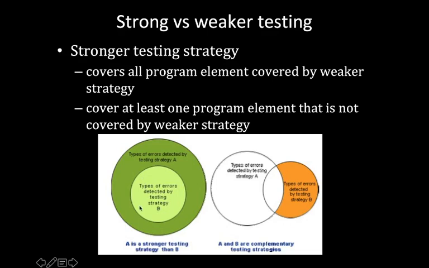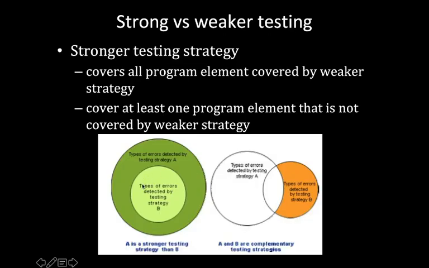Suppose we have a strategy called B, and all these types of errors will be found using this strategy. If you have another strategy called A that detects more errors than B, then A is a stronger testing strategy than B. There is another case: some errors are found by strategy A, some other kinds of errors are found by strategy B, and some common errors are detected by both. A and B are then known as complementary testing strategies.